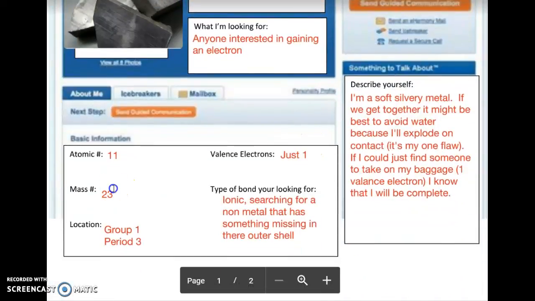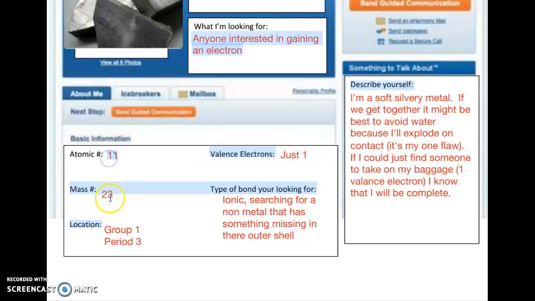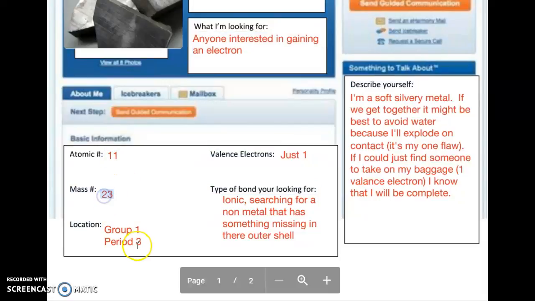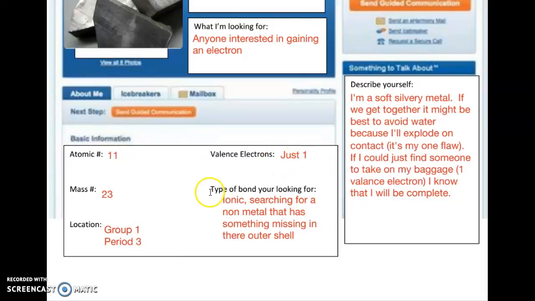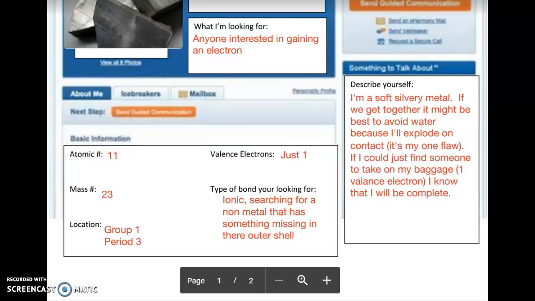Then some of the basic information from the periodic table: the atomic number, the mass number, rounded up. Location, instead of where it lives, is what group and what period it's in. Valence electrons, just 1. Type of bond you're looking for: since it's a metal, it's going to be an ionic bond. So in this case, we're looking for an ionic bond, searching for a nonmetal that has something missing in its outer shell. Searching for that someone that just has something missing.